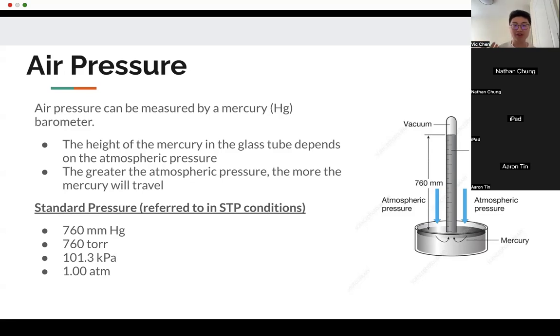So that means if the atmospheric pressure was greater in one certain region, the mercury would travel further up the tube and would travel a greater distance than, let's say, 760 millimeters mercury. And those are the other units I mentioned earlier for standard pressure. You're going to see STP a lot in any problems that you're doing.